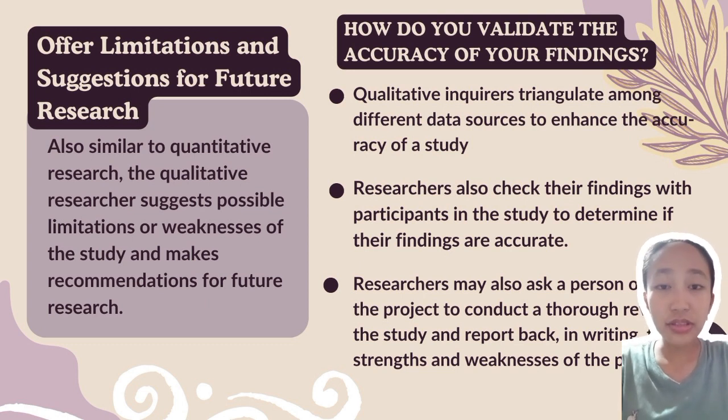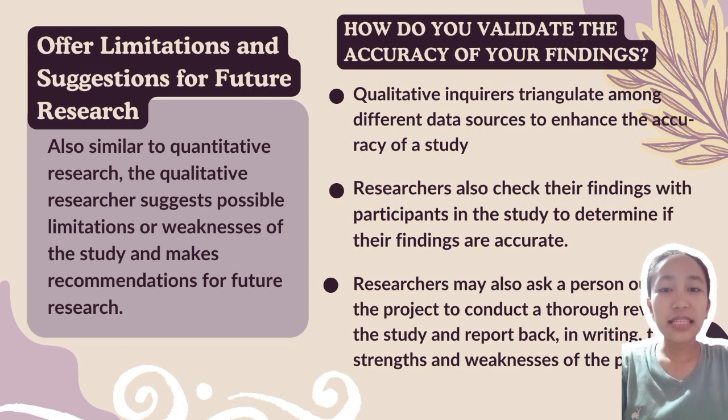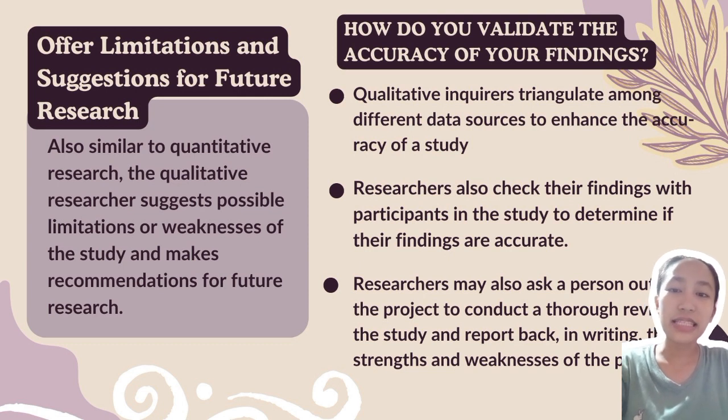Next, researchers also check their findings with participants in the study to determine if their findings are accurate. In member checking, researchers double check their findings by going back to the participants in the study. They ask the participants if what they found matches their experience. This can be done through writing or interviews. Researchers ask participants if the description of events is accurate, if the themes make sense to them, and if the interpretation seems fair. It's like getting a second opinion to make sure everything is right.